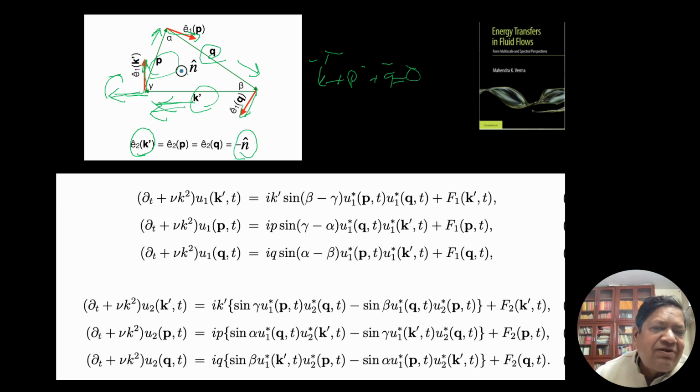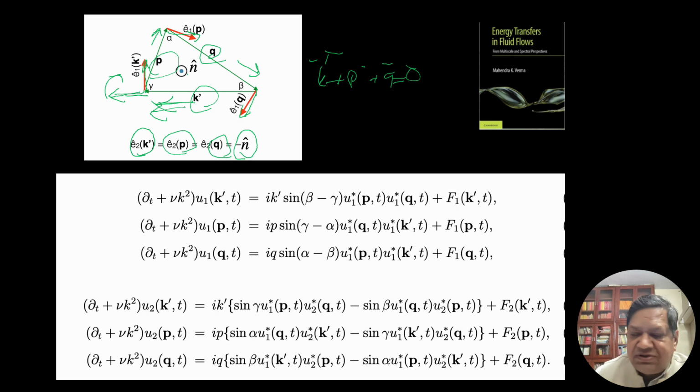Same thing for P and Q. So we have E2 of K prime, E2 of P, E2 of Q, they are all perpendicular to the plane of this triangle and into the surface. So great. How do I write equations? Well, now we have U1 component and U2 component along E1 and E2. In 2D we have only U1. In 3D we will have both U1 and U2.